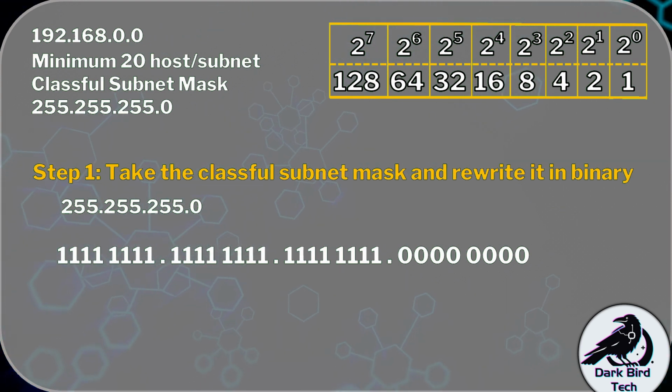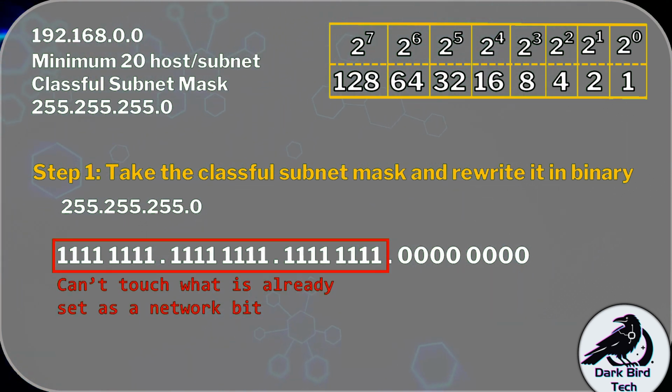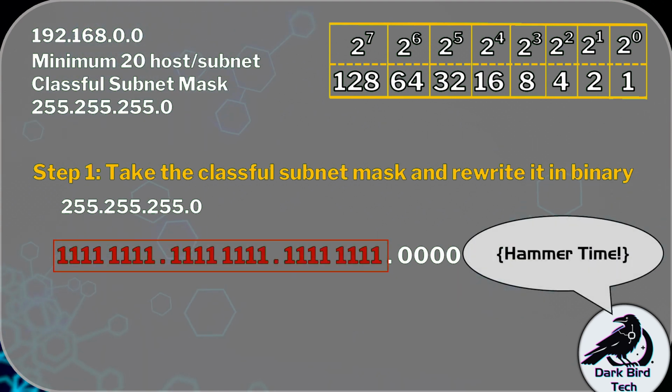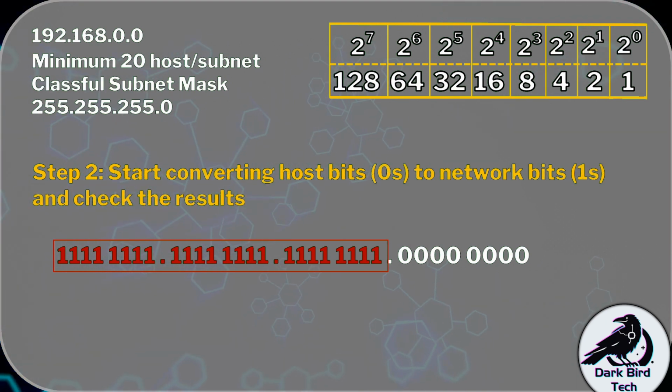Now, before I start playing around too much, we've got to be careful. What is already set to binary 1? We can't touch it. If it's already a network bit or a binary 1, we can't touch this. So let's mark that red so that we know we can't screw around with those binary bits. Then step 2, we're going to start converting host bits or binary zeros to network bits, binary 1s. Now this is going to be a bit of a slow process, but what's nice is we're going to see the effect of every single binary bit that we are going to flip from 0 to 1.